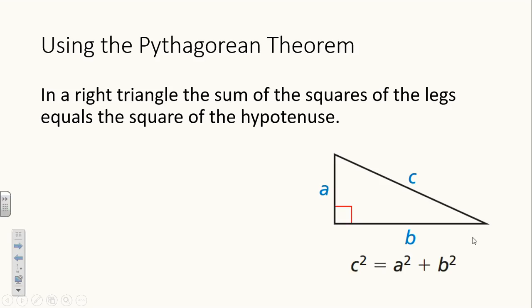The key to these is to find out which is the hypotenuse and make sure that it is on one side of the equal sign and the squares of your legs are on the other side of the equal sign. Okay?